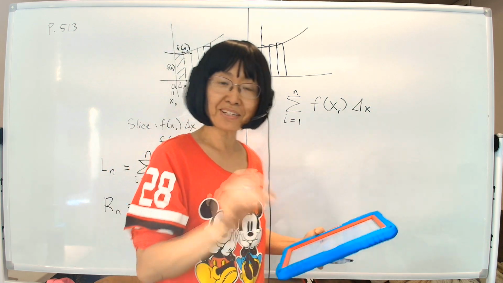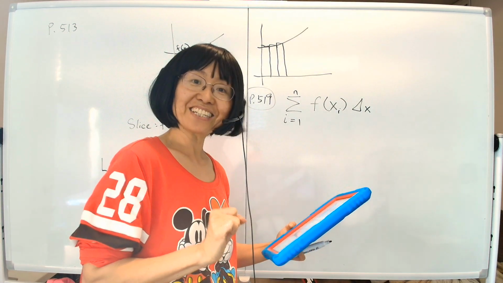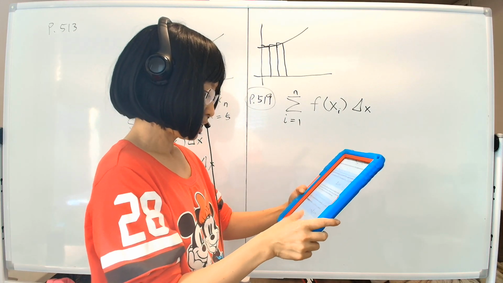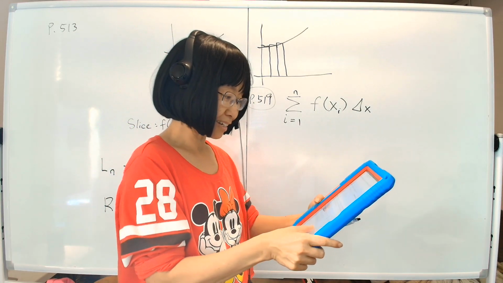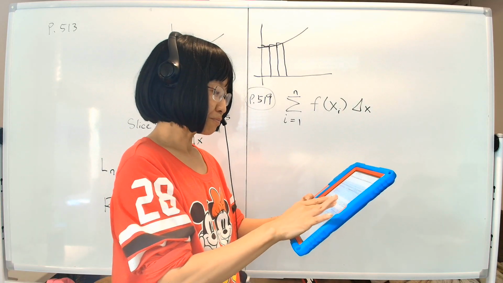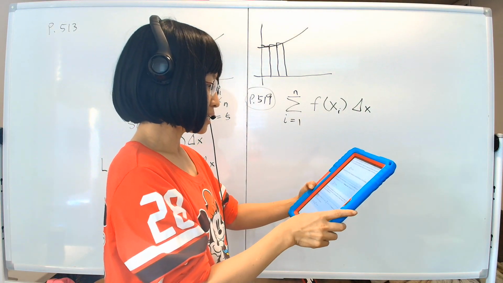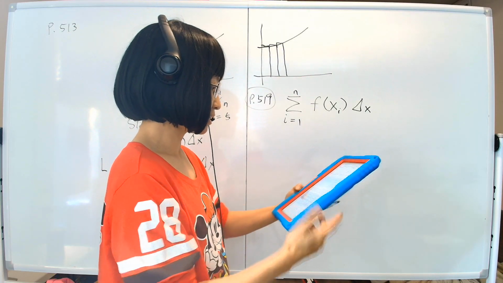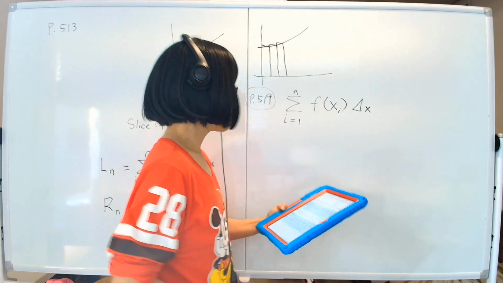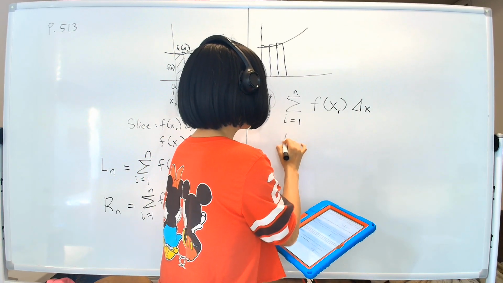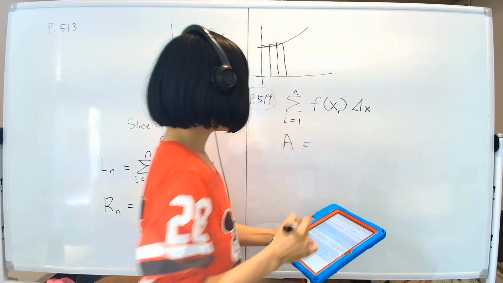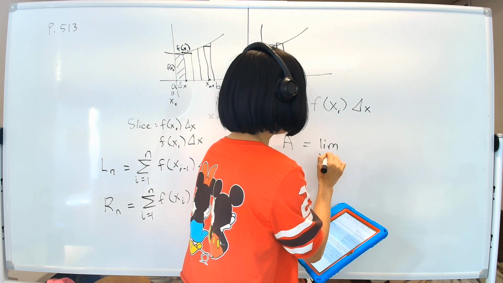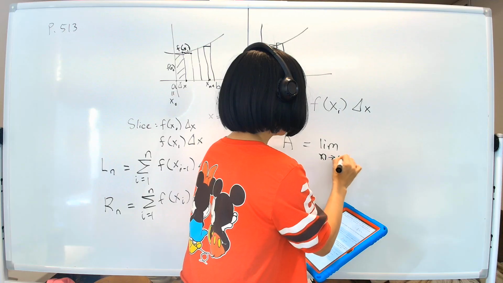Now here's something that comes. So far, everything looks pretty good, right? And in fact, almost obvious. But the next thing I'm going to say is not going to be so obvious, so watch it carefully. Now that this is a Riemann sum, we are going to say this: the area under the curve will be defined as the limit as n approaches infinity of the Riemann sum.